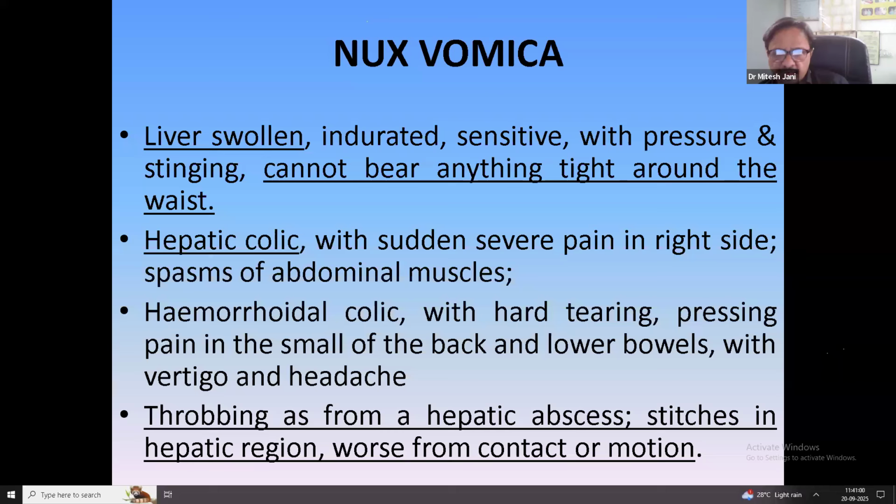Also hemorrhoidal colic with hard hearing, pressing pain in the small of the back and lower bowels with vertigo and headache.